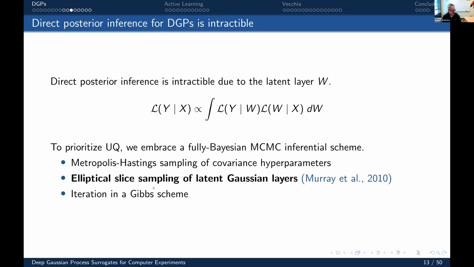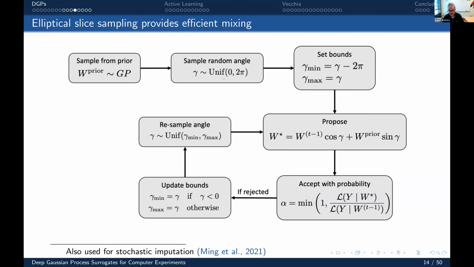And I am just totally in love with elliptical slice sampling. It's not a super new idea, but it's very clever. It's simple, and it works really well. And that's the main ingredient in our approach to inference for the latent layer. And I have a slide for how elliptical slice sampling works.